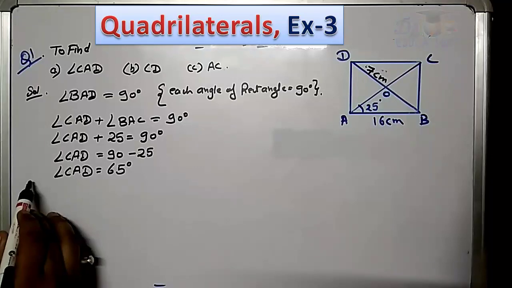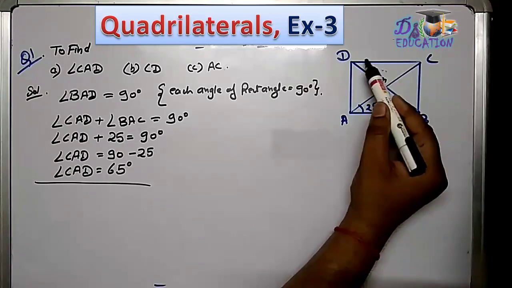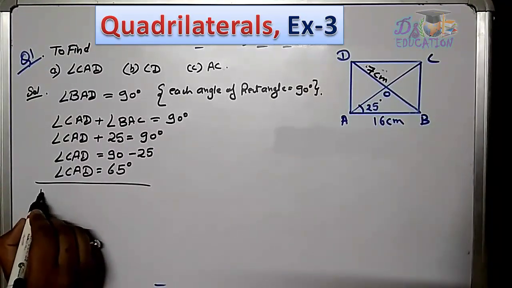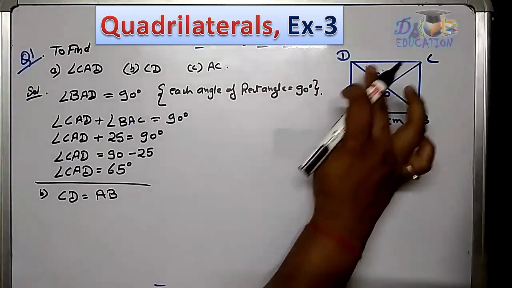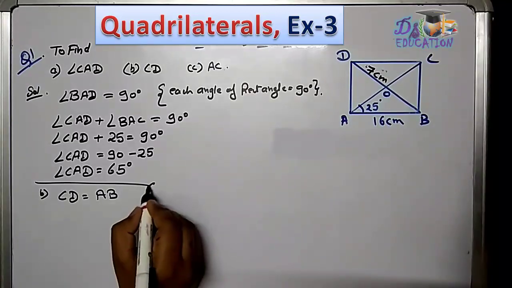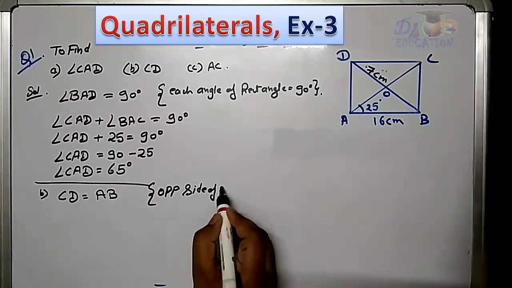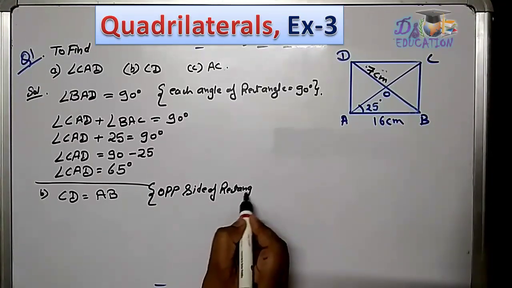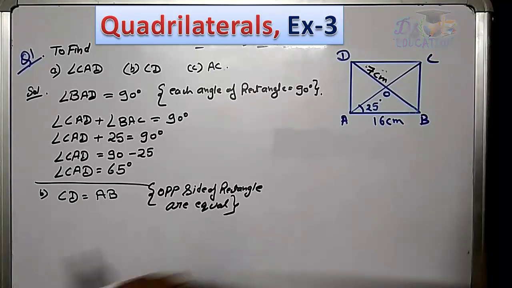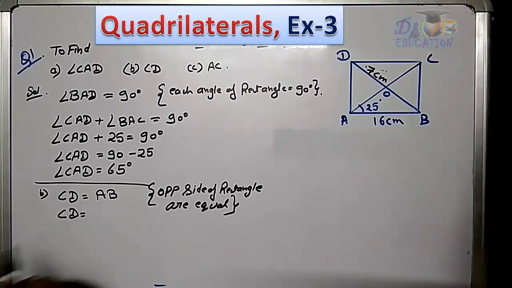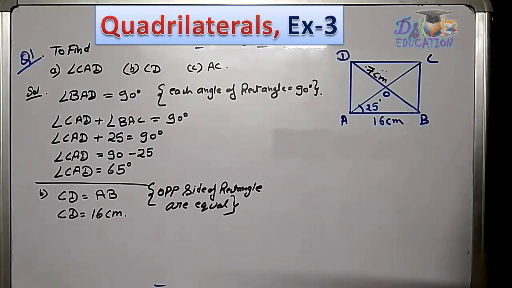Now another thing we have to calculate, CD. Now what is CD? This is CD, so we will write CD is equal to AB. Why? CD is equal to AB. You can write the reason: opposite sides of a rectangle are equal. Okay, so we can write CD is equal to AB, which is 16 centimeter.